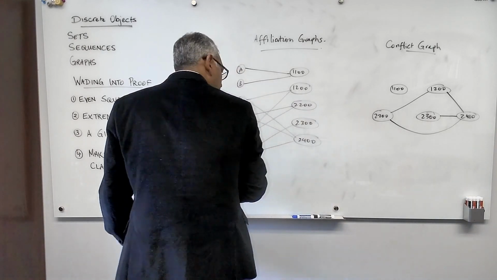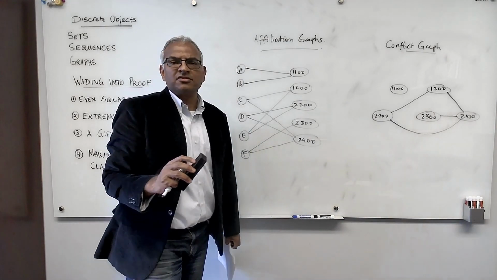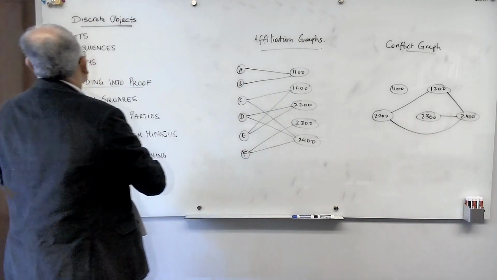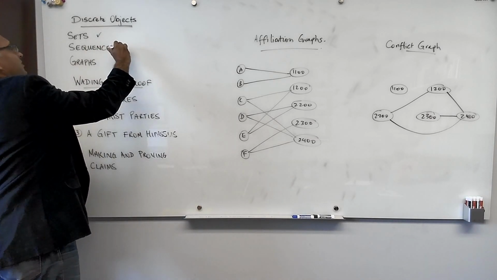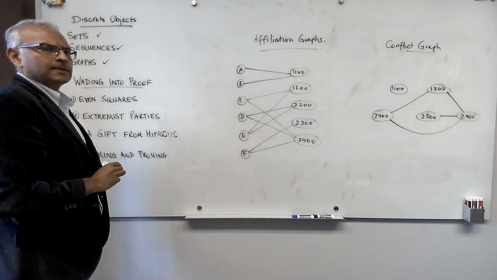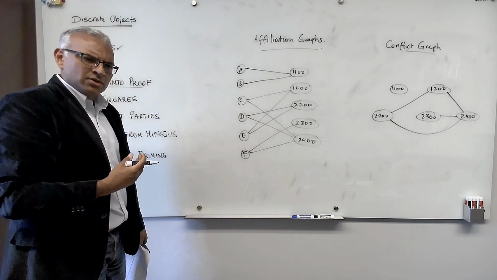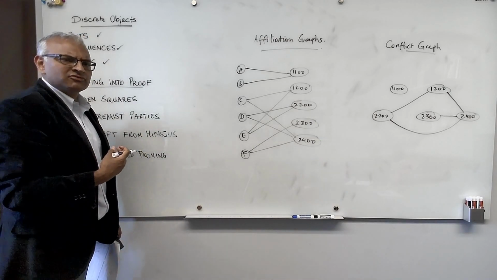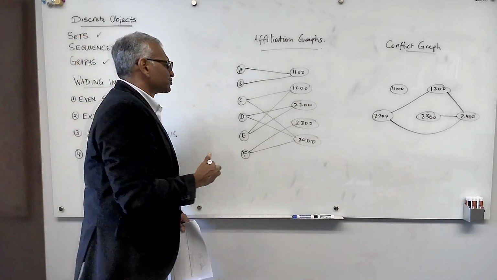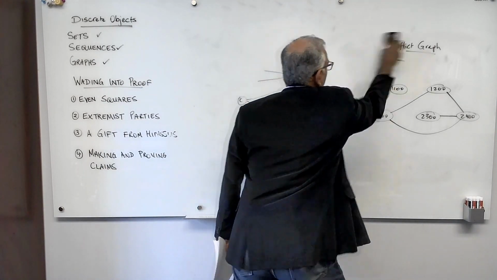So now we have seen the three main types of discrete objects that we will talk about in this class: sets, sequences, and graphs. Let's talk about proofs. And I just want to ease you into proofs to give you a feel for what it takes to convince someone that something is true. So again, speedy race.